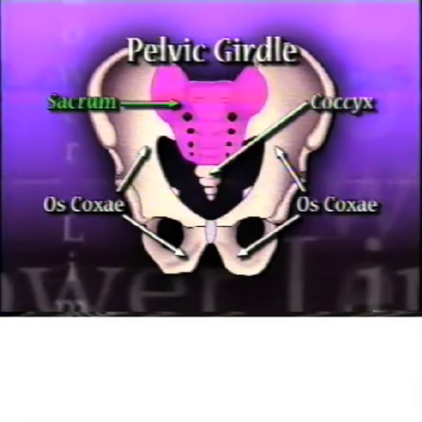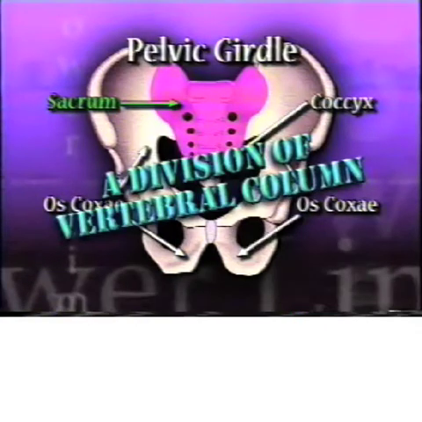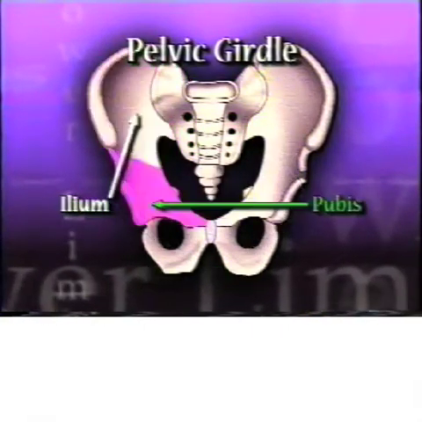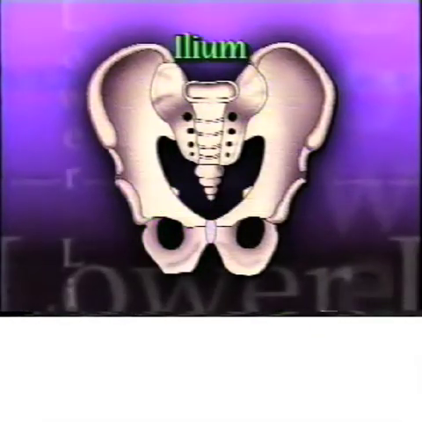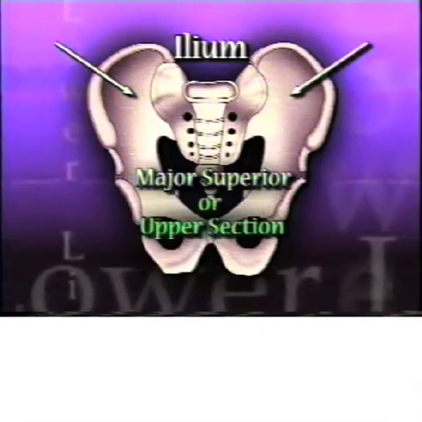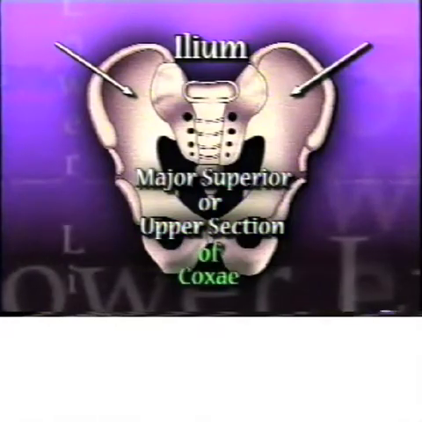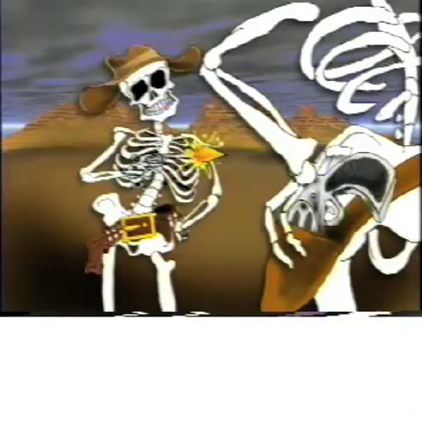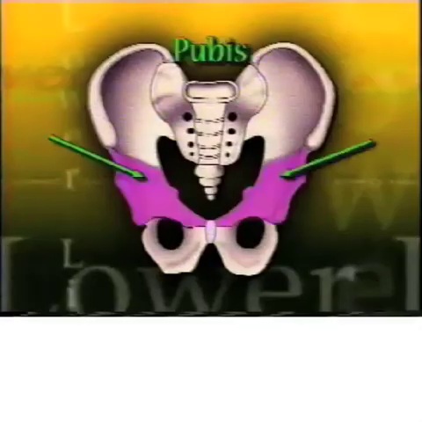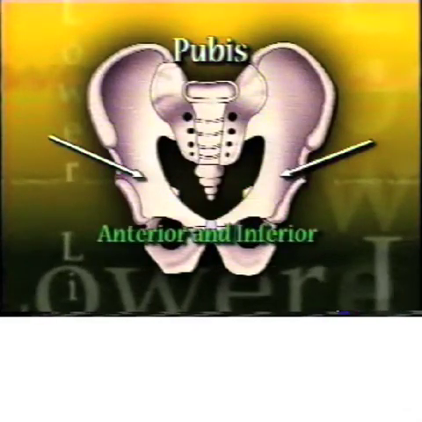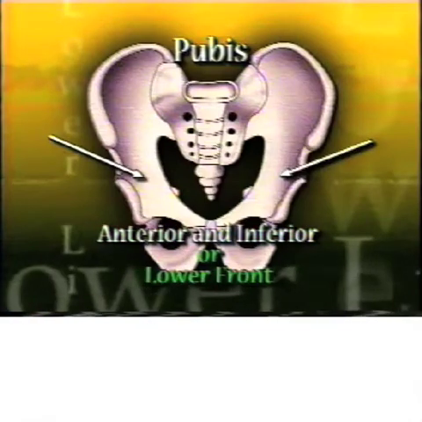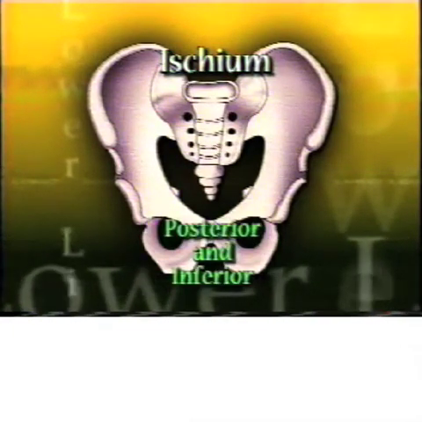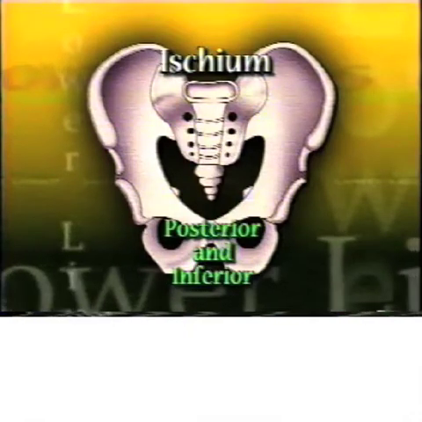You remember the sacrum. It's a division of the vertebral column. Each os coxa is made up of 3 bones, the ilium, the pubis, and the ischium. The ilium forms the major superior or upper section of the os coxa, or where you rest your hands on your hips when you're preparing for a big cowboy gunfight. The pubis forms the anterior and inferior, or lower front, section. And finally, the ischium forms the posterior and inferior portion of the os coxa.